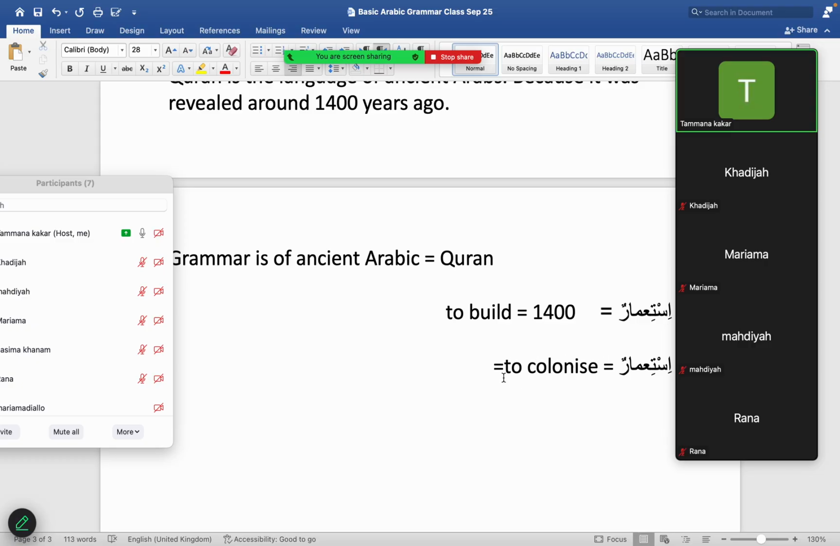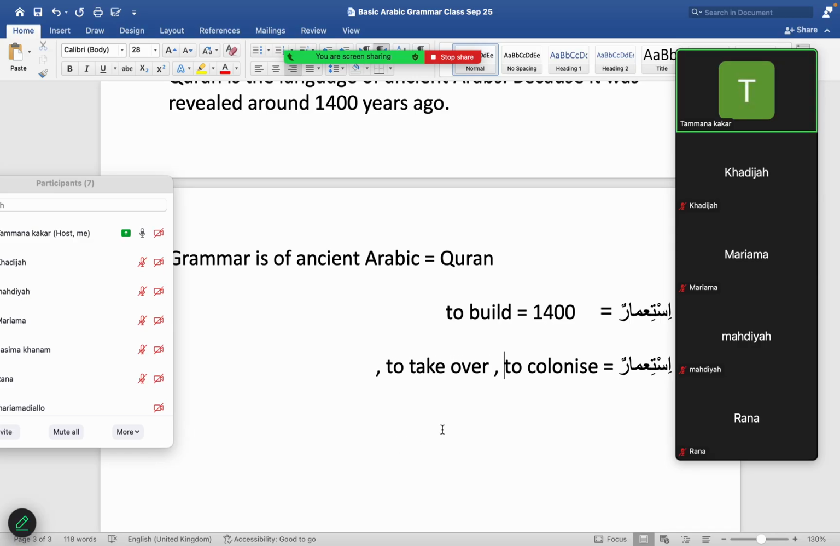Can anybody tell me the meaning of colonize? To take over another country. Very well done. So nowadays, but 1400 years ago, istimar used to mean to build. So Allah said in the Quran, go and build in the world, fid dunya. Nowadays in Arabic, it means to colonize, to take over. So the meaning is totally changed.